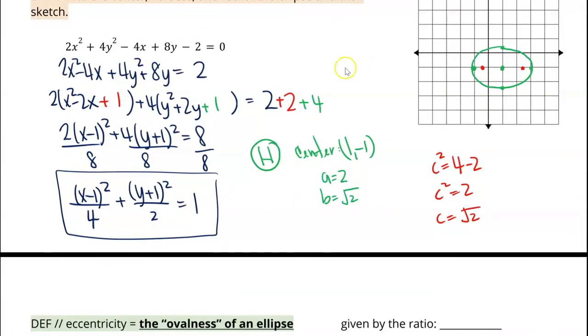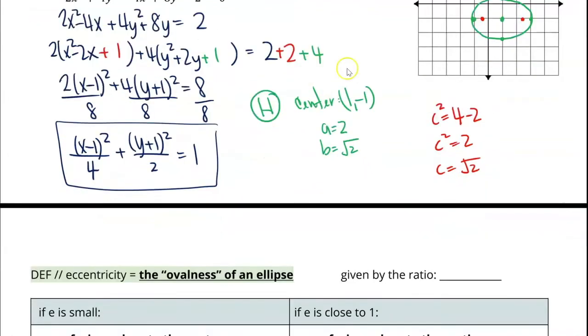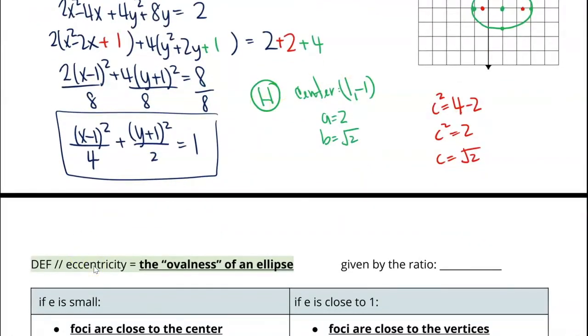So one other thing I want to mention about ellipses is what's called the eccentricity. And it basically tells you if you have a fat ellipse or a skinny one, or kind of gives you the ovalness of the ellipse. So what we want to look at is the ratio of c over a. That gives us the eccentricity.